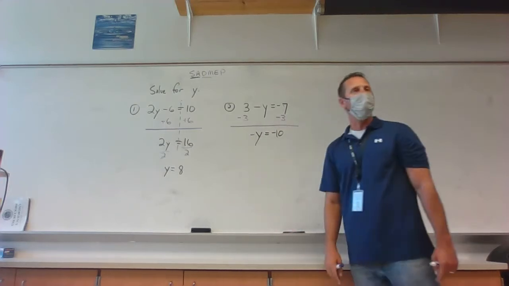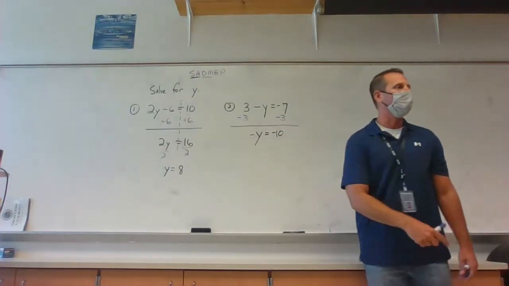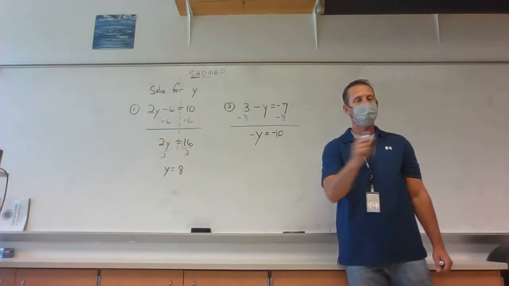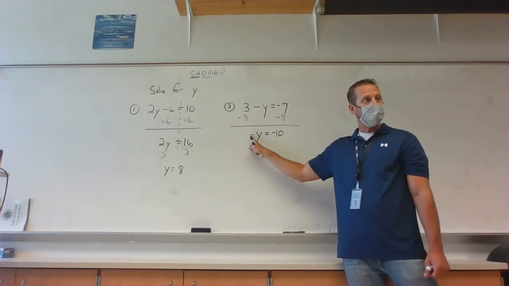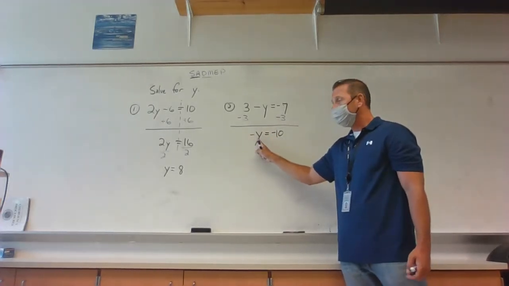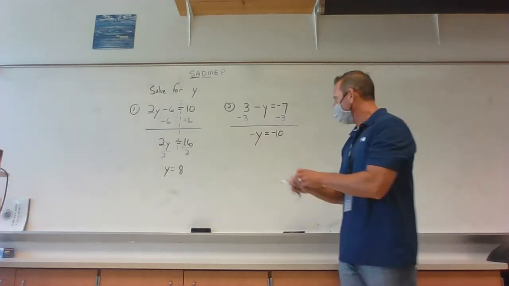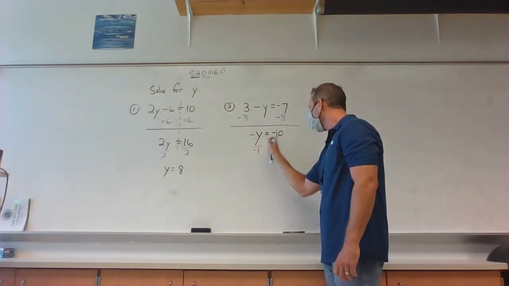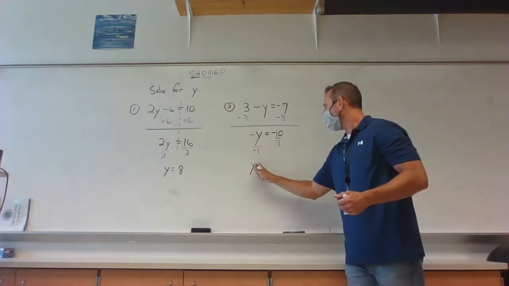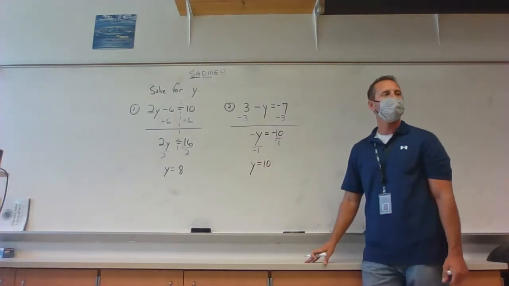What number's in front of the y? What are we multiplying y by? Brandon? 1. Not just 1, but negative 1. We're multiplying by negative 1, right? There is a 1 in front of that. So to get rid of it, we're going to divide by negative 1. Divide both sides by negative 1. Y equals 10.